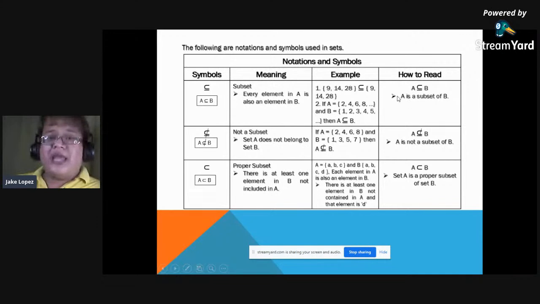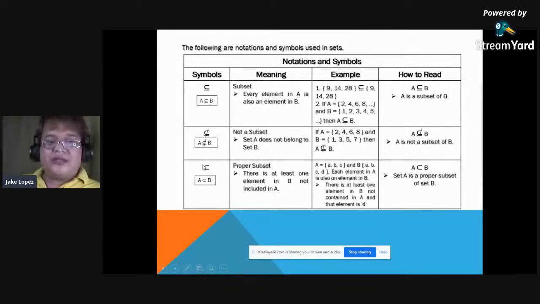So how to read? A is a subset of B. Yan. And then, pag itong symbol nito ay may slash, ibig sabihin it's not a subset. Set A does not belong to set B. So for example, set A is 2, 4, 6, 8 and set B is 1, 2, 3, 5, 7. Then A is not a subset of B dahil alam natin na walang number na nasa A na nasa B. So therefore, it is not a subset. Okay, A is not a subset of B.